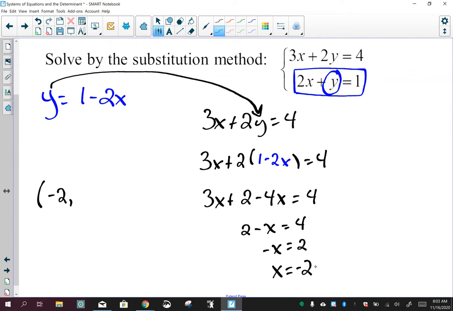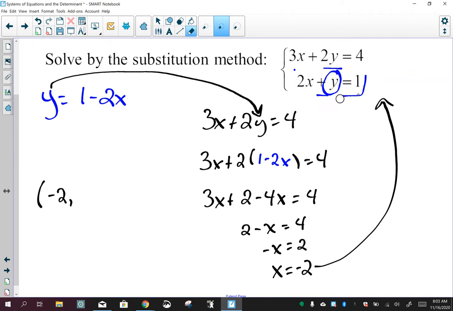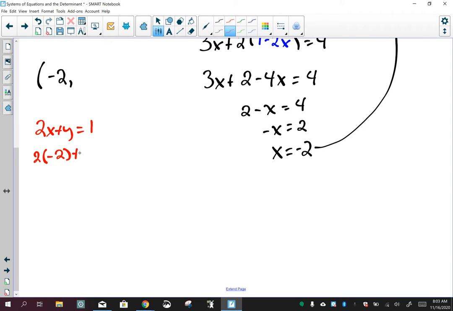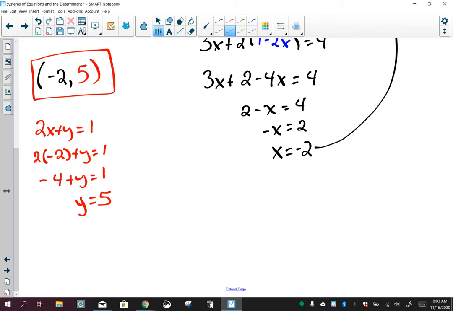So then what I'm going to do is pick one of these, it doesn't matter which one. Because this one's already in a single variable, I'm going to go ahead and take this bottom one because it's going to be a little easier. So now I've got 2x plus y is equal to 1. I know what my x is. So 2 times negative 2 plus y is equal to 1. So I get negative 4 plus y is equal to 1. So my y is equal to 5. And that is going to be the second part of my ordered pair. Therefore, that is my solution.